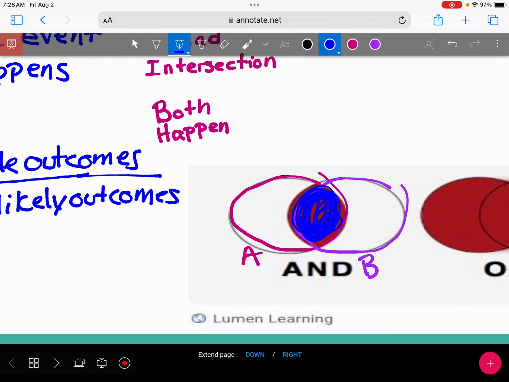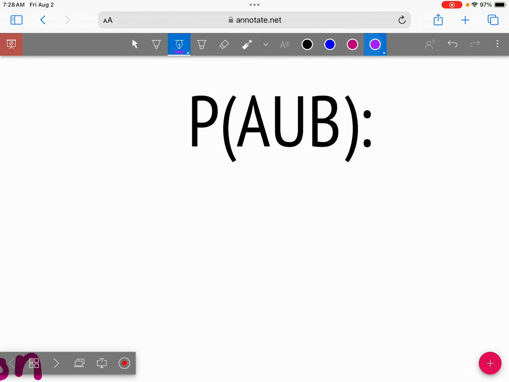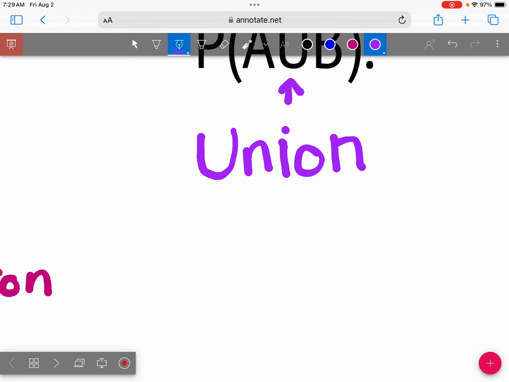The next one we have, I'm going to do it as purple. So this one is the U. So it's the upside down version of that. And what it's called the union. It's the union. And what it means is either. It could be A, it could be B, it could be both.